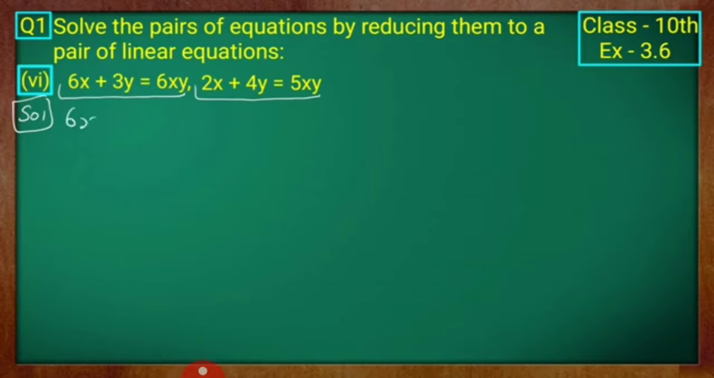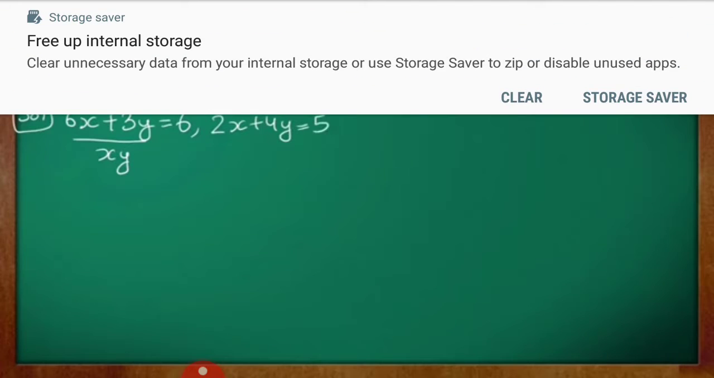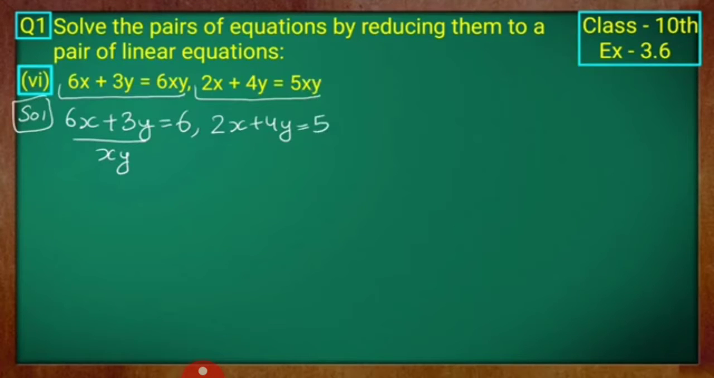We divide both the terms by the variable xy, which is on the right side. Accordingly we have to divide both the sides. So in this first equation we divide both the sides by xy. It will be 6x plus 3y upon xy is equal to 6xy upon xy. It will be 6 only. Here also in the second equation, 2x plus 4y is divided by xy, and 5xy is reduced by xy, it will be left 5.